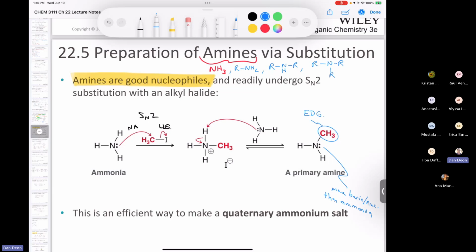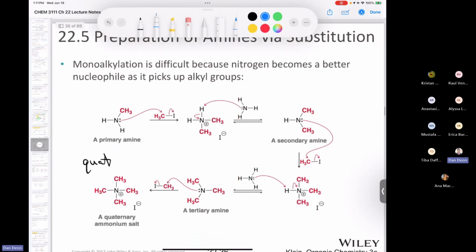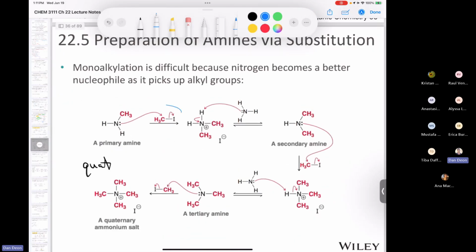So what does that mean? If you have methyl iodide kicking around, it's going to do it again. Okay, it's going to take that primary amine and it's going to alkylate it again. Okay, then you make a secondary amine. Now you've got two electron donating groups, and you can see where I'm going with this. Is that now it's even more nucleophilic and more basic than it was before. So it does another SN2 until you end up with a tertiary amine, and that is still nucleophilic. So it does another alkylation until we get a quaternary ammonium salt.